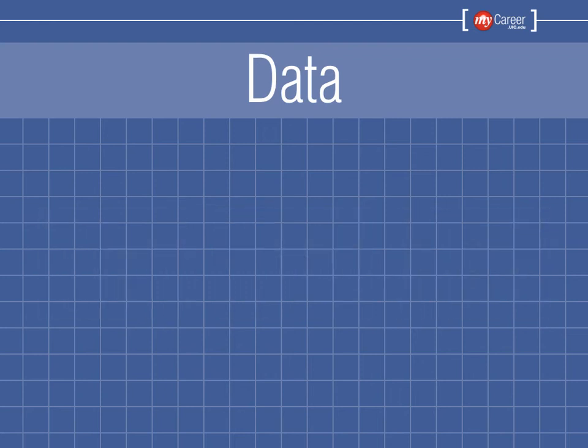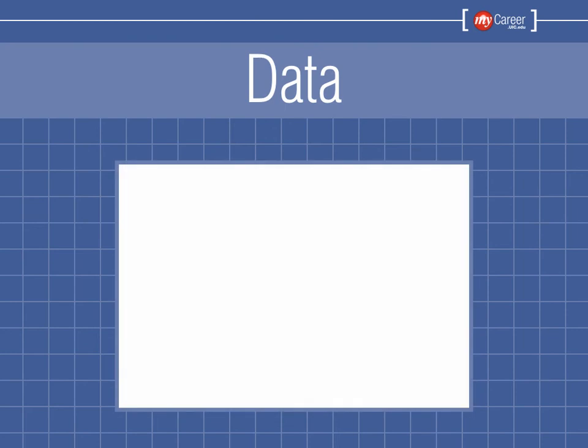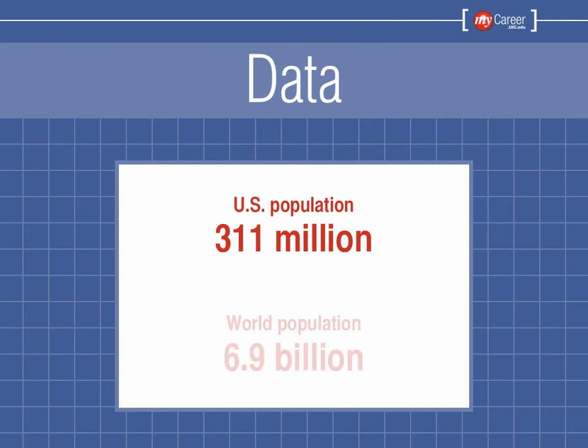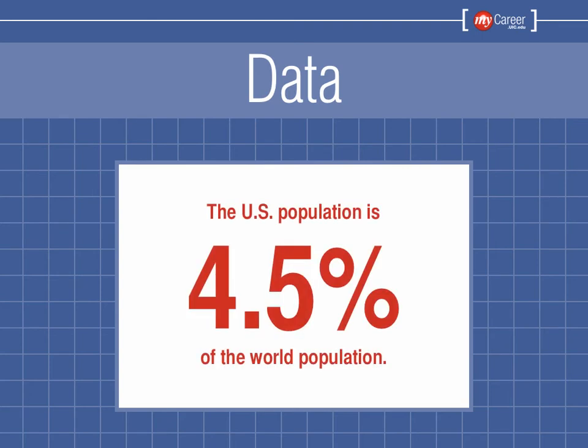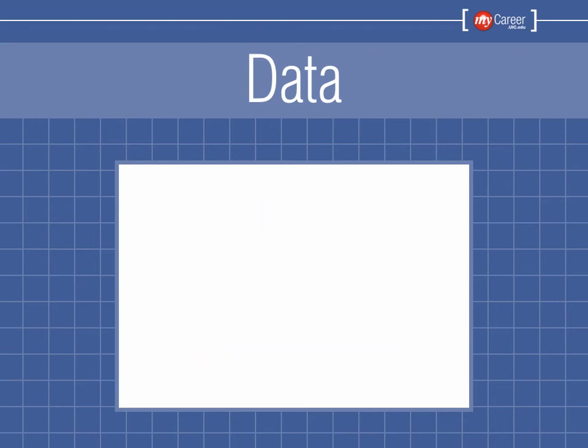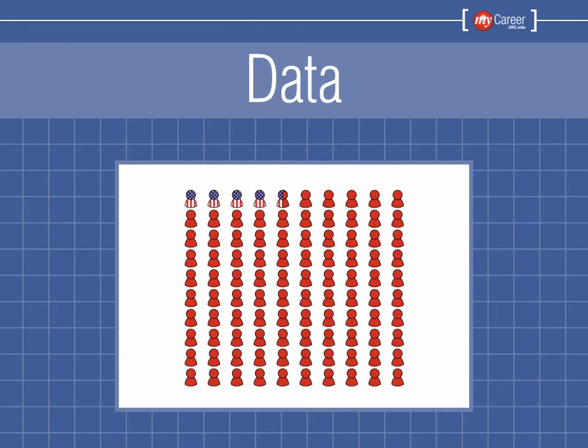Another way to make your data meaningful is to use an illustration. For example, the population of the United States is about 311 million, while the world population is 6.9 billion. Simply putting those two numbers on a slide won't mean much to an audience. You could make this more meaningful by saying that the United States is home to about 4.5% of the world's population. You could also include an illustration that would be much more memorable than any number or percentage.